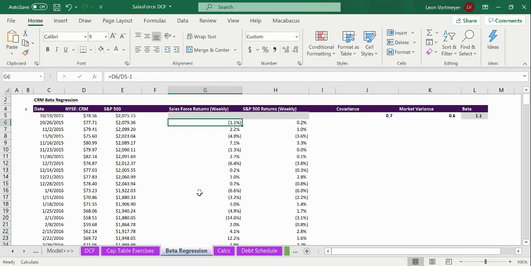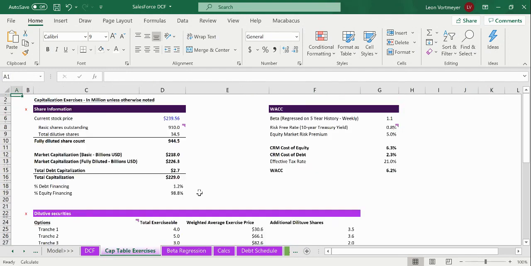So how much does Salesforce move when the market as a whole moves, and in what direction? If it's moving perfectly in line with the market, it would have a beta of 1. So when you do covariance of Salesforce and the S&P over the variance of the S&P, you get a beta of 1.1, which means that Salesforce is moving slightly beyond, but trending in the same direction as the S&P. So that generally makes sense.